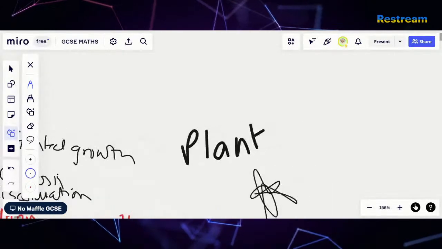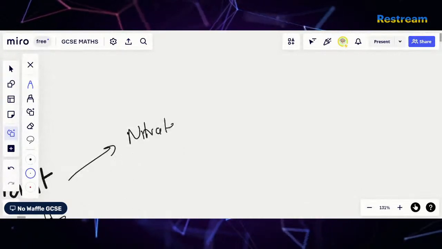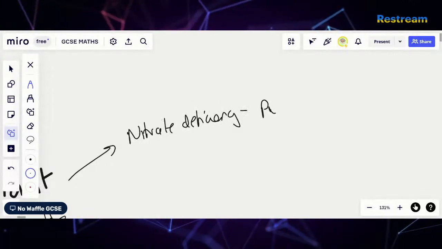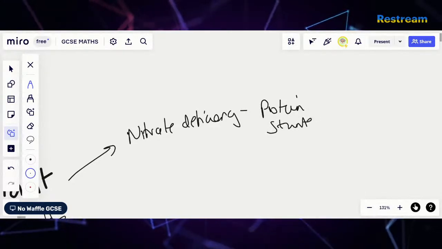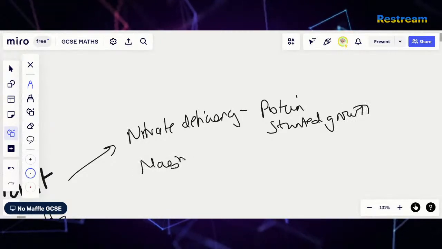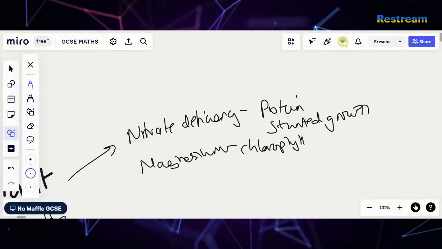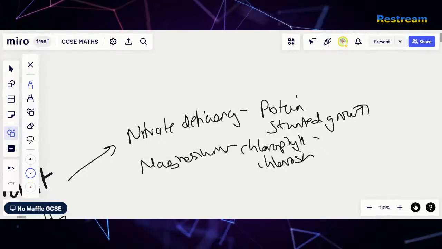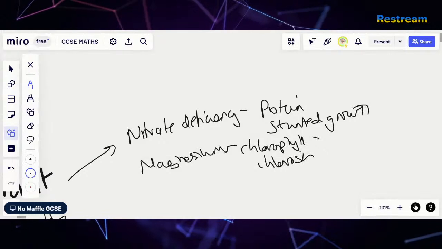So a nitrate deficiency. Nitrate is needed to make particular proteins, so a deficiency causes stunted growth. And a magnesium deficiency causes chlorosis, because magnesium is needed to make chlorophyll, and nitrates convert sugars into proteins.